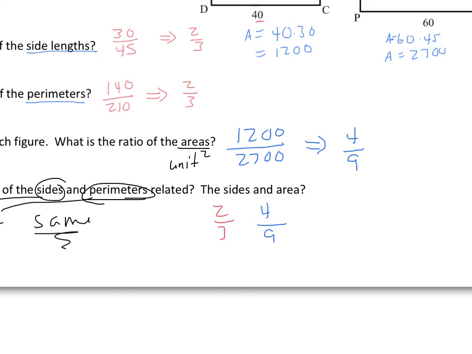Now, here's the interesting observation. Perimeter is regular units, area is squared. So if you take your regular scale factor and square it, you would get 4/9. So they are related in a sense that just taking your scale factor for length or perimeter, squaring it will give you the ratio of areas. Just an observation for further use.